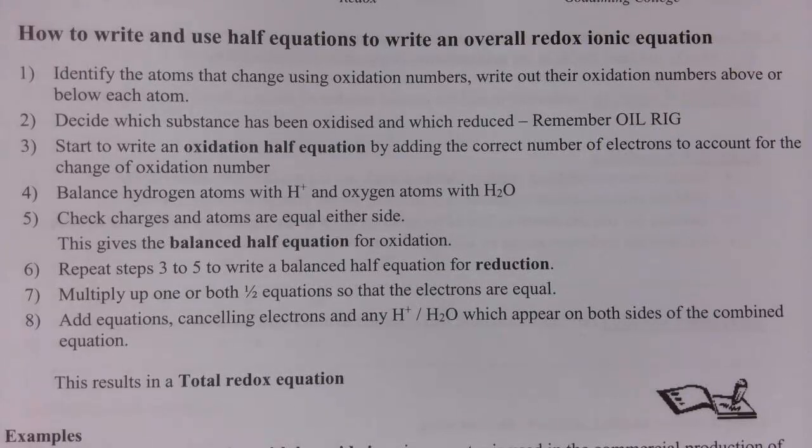We need to be able to combine half equations and use them to do an overall redox ionic equation. Now, this is a little bit complicated, and there are steps that you need to go through. So I suggest you pause the video at this point and have a good read of those rules and how you use them to write half equations. And then we're going to move on and look at some examples. The examples are going to get progressively more complex as we move through.